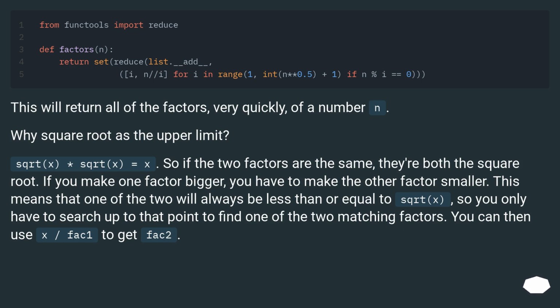This will return all of the factors, very quickly, of a number n. The square root is the upper limit. sqrt(x) times sqrt(x) equals x, so if the two factors are the same, they're both the square root. If you make one factor bigger, you have to make the other factor smaller. This means that one of the two will always be less than or equal to sqrt(x), so you only have to search up to that point to find one of the two matching factors. You can then use x / fact1 to get fact2.